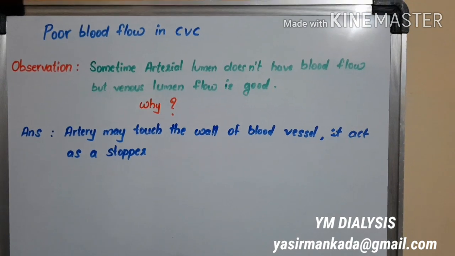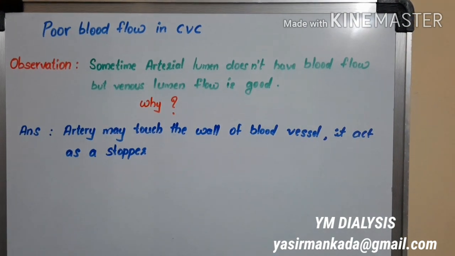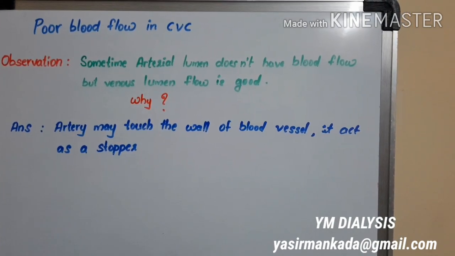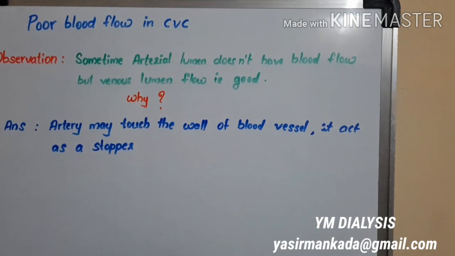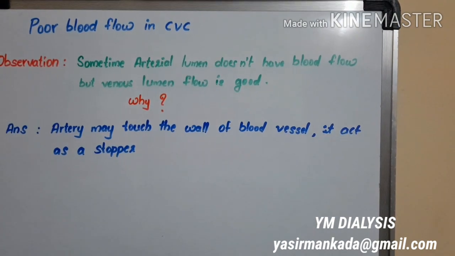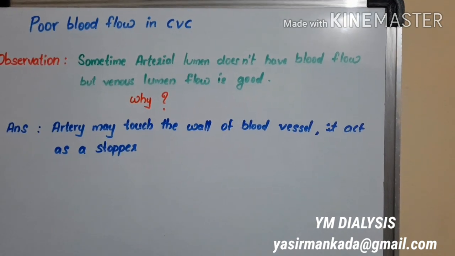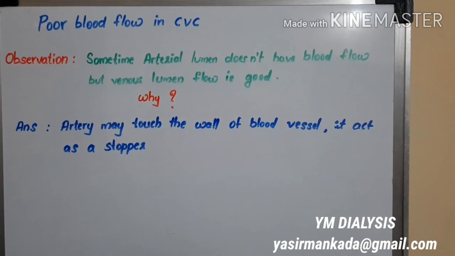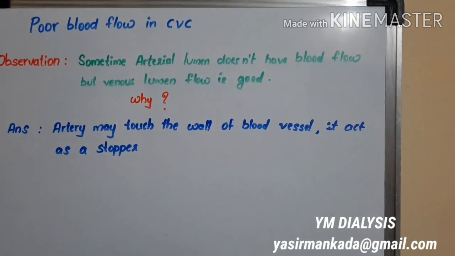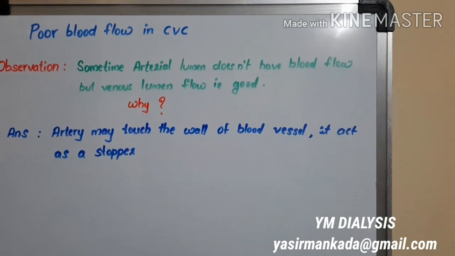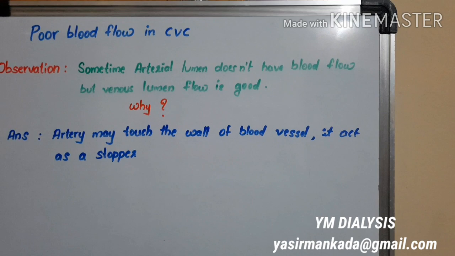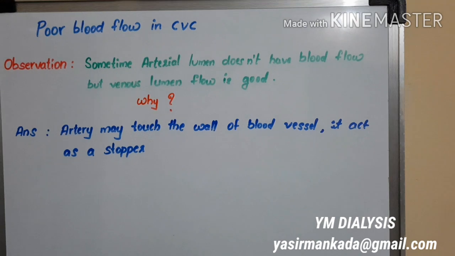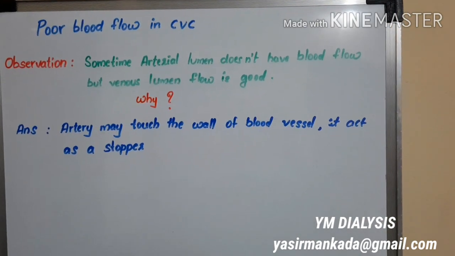Next, we sometimes see poor blood flow in the central venous catheter. Sometimes we observe that the arterial lumen doesn't have blood flow, and the venous is good. While aspirating, we won't get flow from the arterial lumen, but while flushing saline, it goes smoothly. Why? It's because the arterial lumen may touch the wall of the blood vessel, and that acts as a stopper. Because of this, we don't get good flow while aspirating, but saline will go inside.